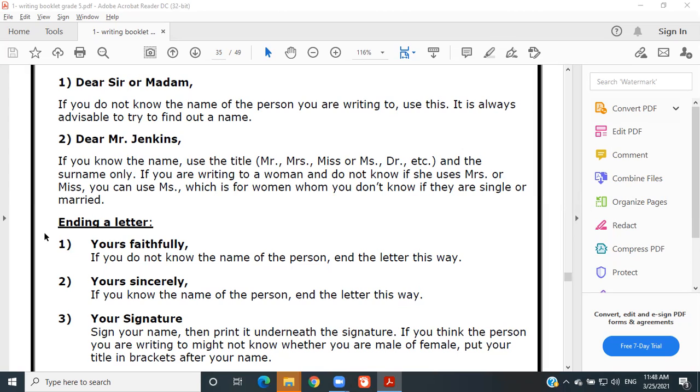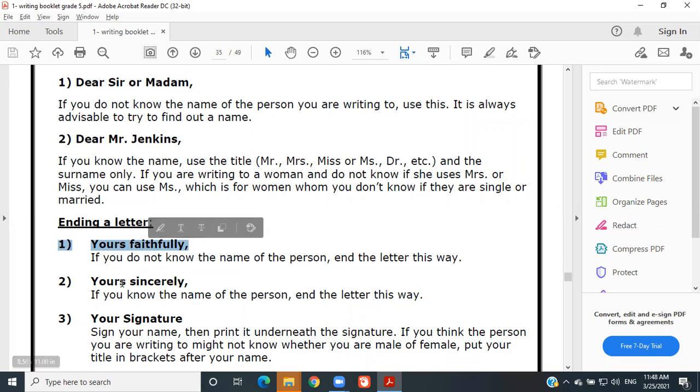Okay, ending a letter. Yours faithfully: if you do not know the name of the person, end the letter this way. Yours faithfully or yours sincerely? You write yours faithfully when you don't know the name of the person. So we use yours faithfully with Dear Sir or Madam. This is at the beginning and this is at the end. Got it now?